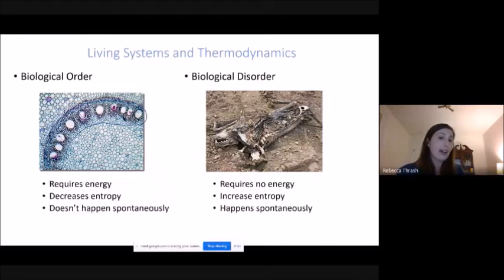This does not happen spontaneously. It takes a lot of work to put energy into maintaining order. On the other hand, decay, the falling apart of structures, really doesn't require any energy. Energy is actually released when you're doing this, and so this happens spontaneously. And usually when something that is alive dies.